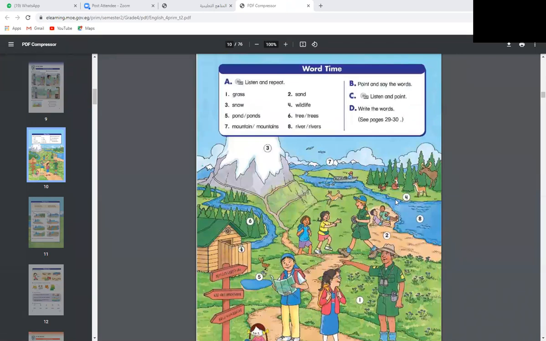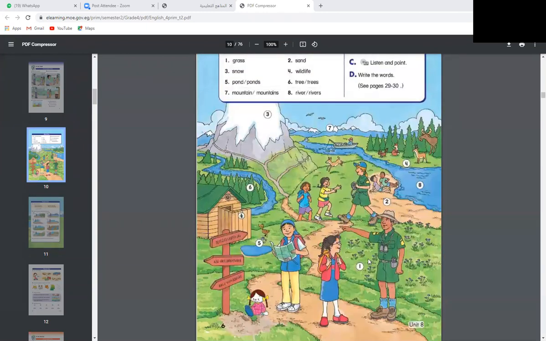Here we have things in the wildlife: grass, snow, ponds, mountains, sand, trees, rivers. So I cannot count grass, and I also cannot count the snow. But pond, mountain, tree, and river, we can count them. So we can put S after them if we want the plural, okay?